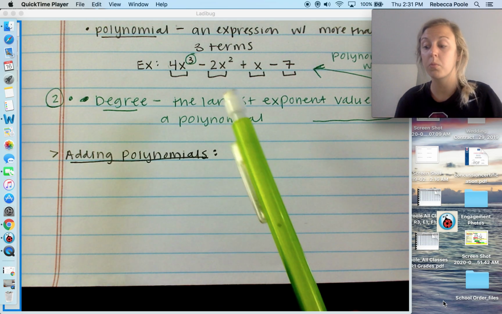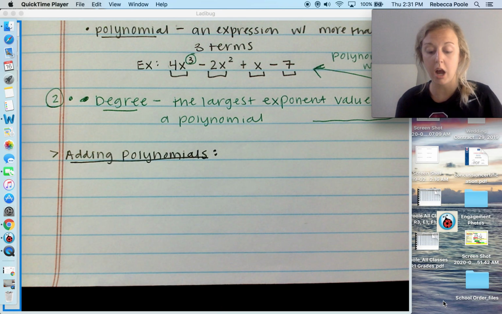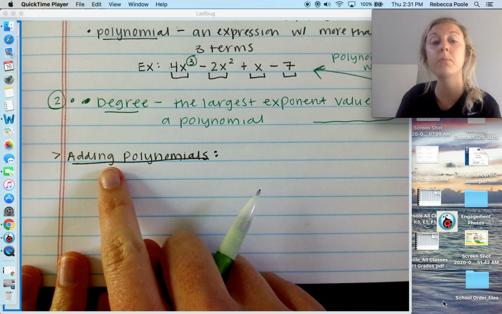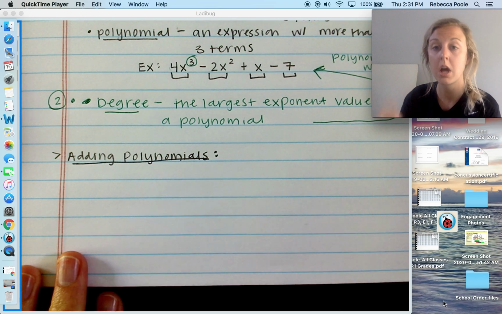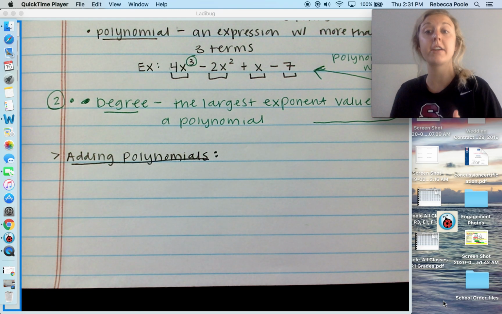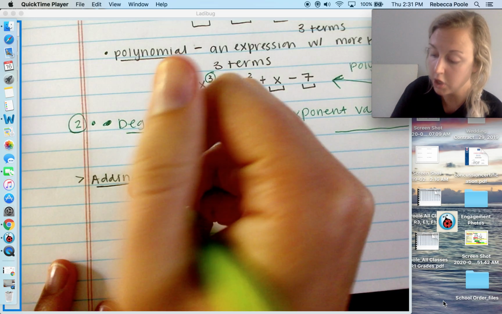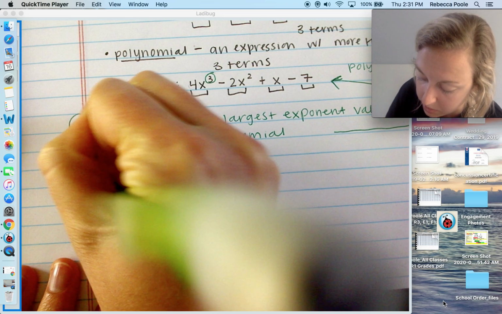All right, so again, we're going to go back to classifying and stating the degree in a minute, but I want to go ahead and finish the notes and then we'll just move into examples. So when we are adding polynomials, there's only 2 steps. It's very simple. You guys actually already know how to do it because you've already learned how to combine like terms. So your steps for adding polynomials.